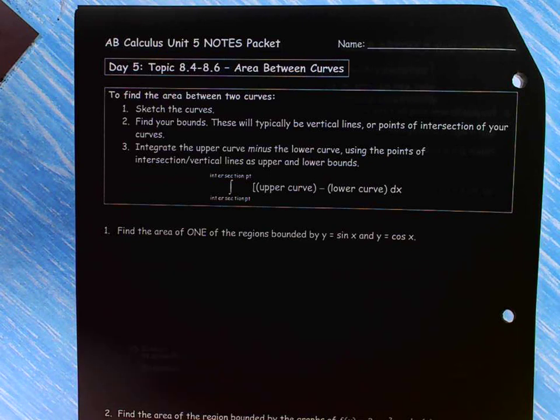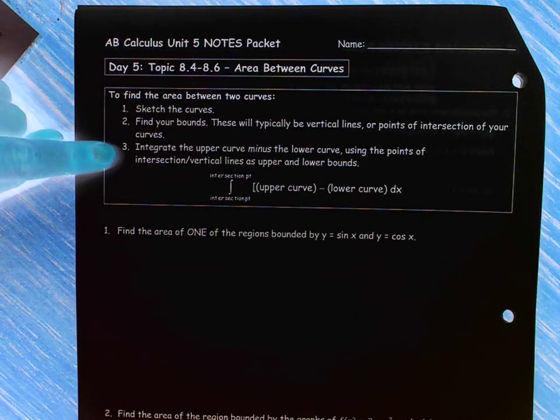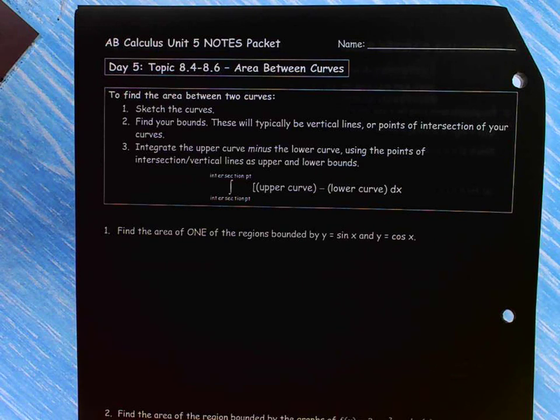We need to find our bounds. Sometimes they'll be given to us explicitly, like I gave in the picture before, like a and b, but often we'll be finding the area between vertical asymptotes or between intersection points. So part 2 is to find our bounds. Then part 3 is to integrate the upper curve minus the lower curve, which is what we just talked about, using the points of intersection and the vertical lines as upper and lower bounds.